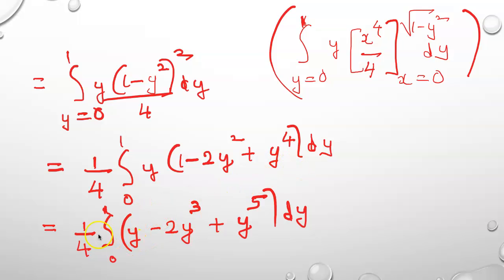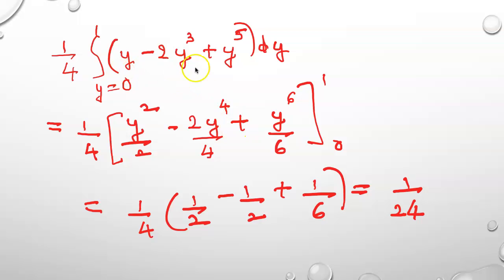Open the bracket, so you get 1 by 4 integral 0 to 1, y minus 2y cubed plus y raised to 5, dy. This was the last step in the previous slide. So integrating it, you get 1 by 4, y squared by 2 minus 2 y raised to 4 by 4 plus y raised to 6 by 6, within the limit 0 to 1. So you get 1 by 4 into half minus 1 by 2 plus 1 by 6, which is 1 by 24. A little basic knowledge of integration is needed for this topic.